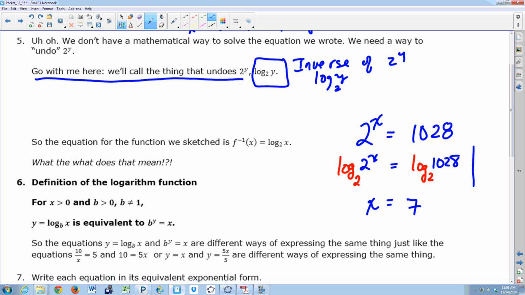And in just a few minutes, you're going to learn how to go from this point down to this point. Okay, you really are. But I wanted you to see how you apply the inverse function to an equation like 2 to the x equals 1028. You literally write it in on both sides to solve the equation. All right.